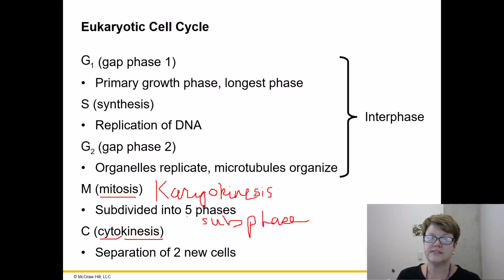And those 2 product cells are genetically identical to each other, and they're genetic clones of the original cell that started the cell cycle. So by the end here, you have 2 cells exactly the same as the one cell that you started with. And so that's why it's a clonal cell division. It's just making more cells of the same kind.